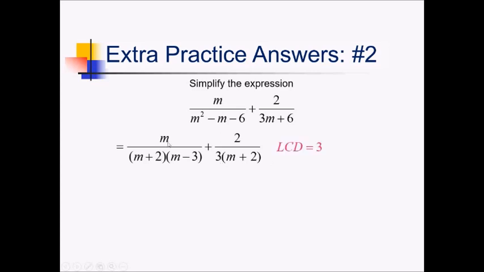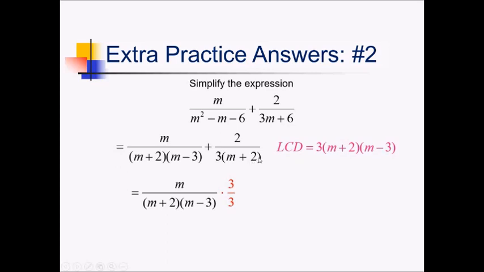For my LCD, we definitely need this 3 that's out in front. We also need an m plus 2 and an m minus 3. And this m plus 2 covers both of these m plus 2s. I don't have to write it more than once unless it appeared more than once in a single denominator, but it doesn't. So now all we have to do is multiply each fraction by whatever it needs to get this LCD. For my first fraction, I already have these 2 parentheses. I just need that 3 that was out in front. So let me multiply by 3 over itself. And I'm really just multiplying by 1 here, so that doesn't change the value of anything.